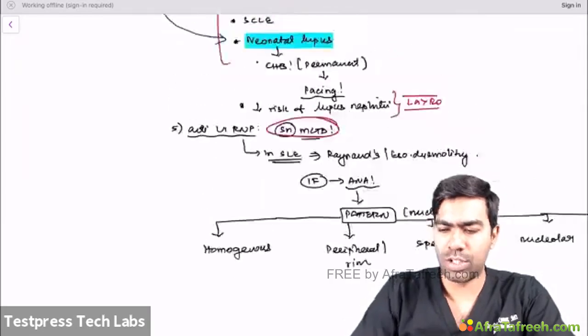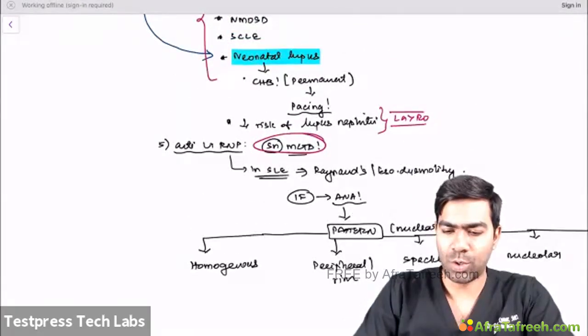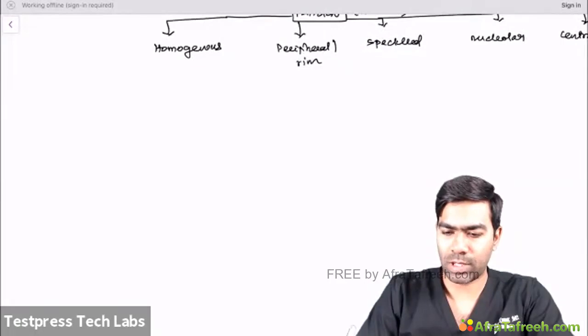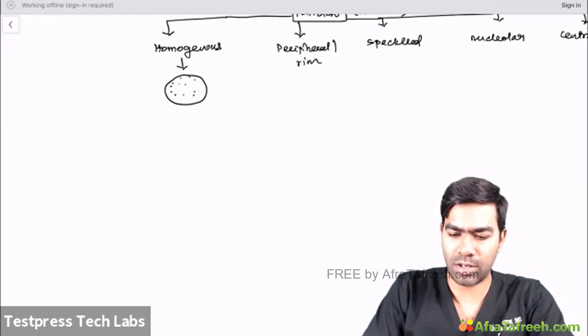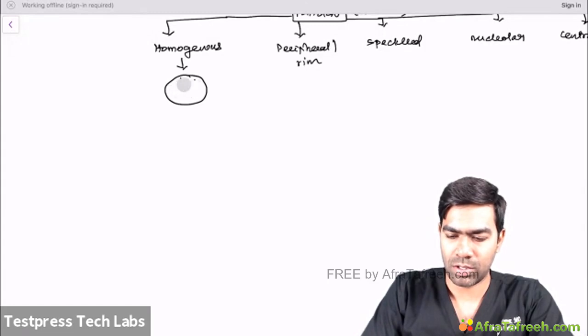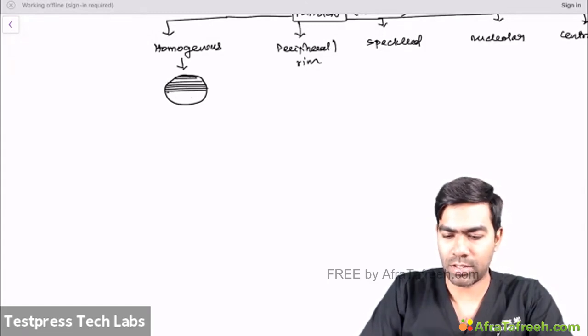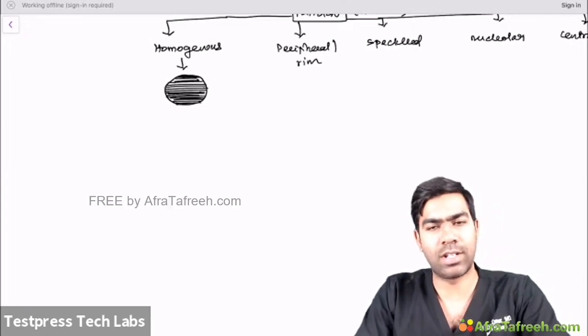So first is the homogeneous pattern. As I showed you in the beginning, a homogeneous pattern means you'll be getting something like this. You'll be getting a complete staining of the nucleus, so I can draw it like this. This is a complete staining of the nucleus. The entire nucleus will be stained. That's a homogeneous pattern.